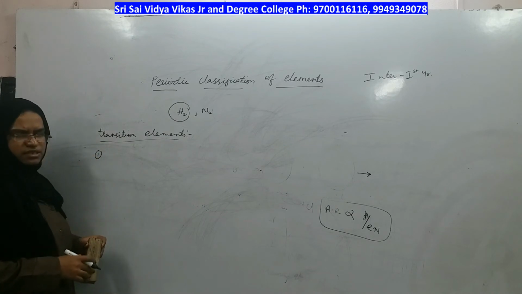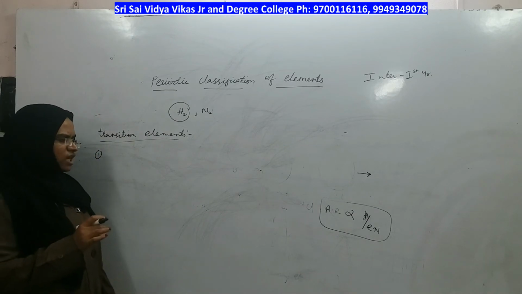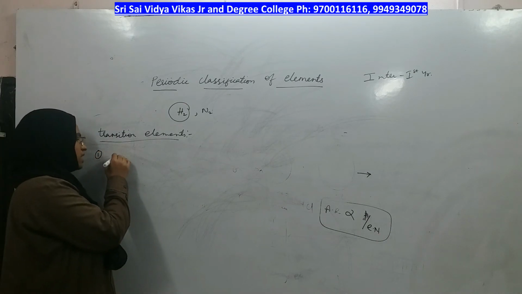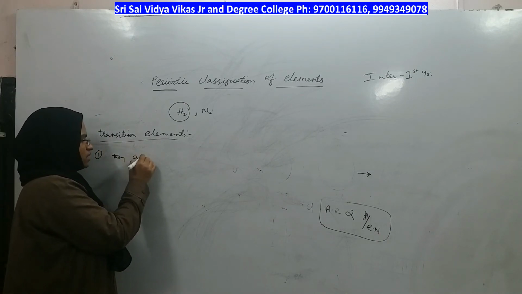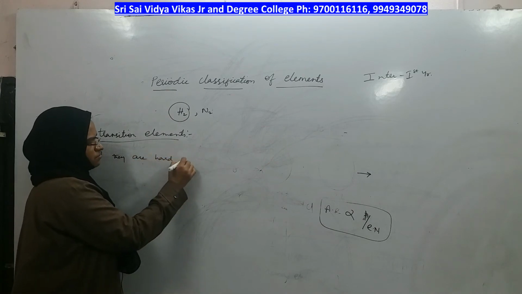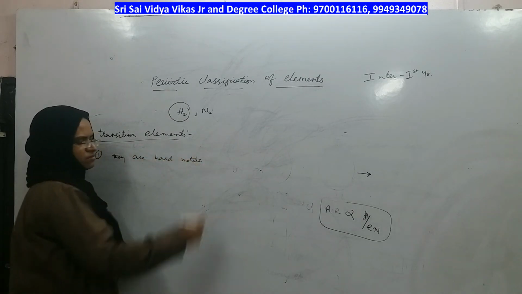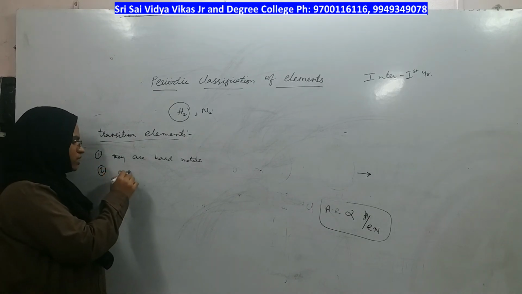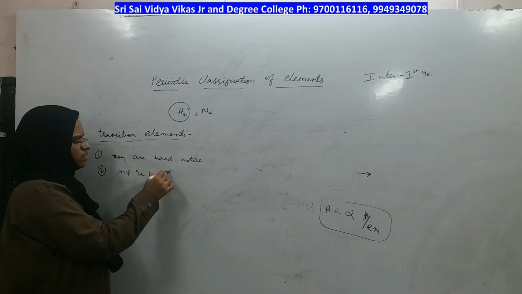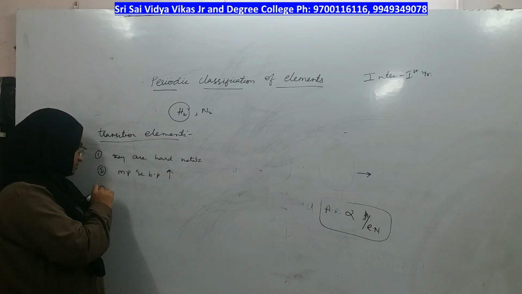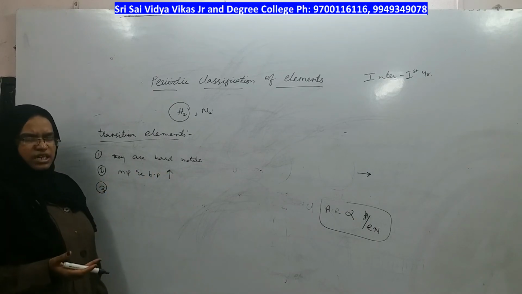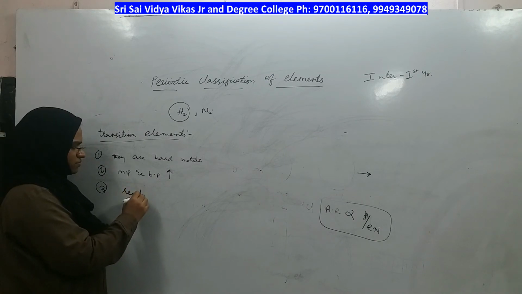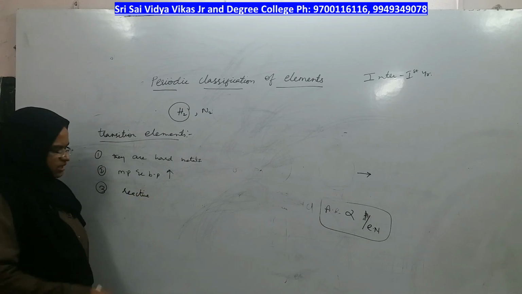What is the special characteristic of transition elements? They are metals. What type of metals? They are hard metals. If they are hard metals, their melting point and boiling point will also be higher. What about reactivity? They are reactive metals. Will they react or are they inert? No, they will react.